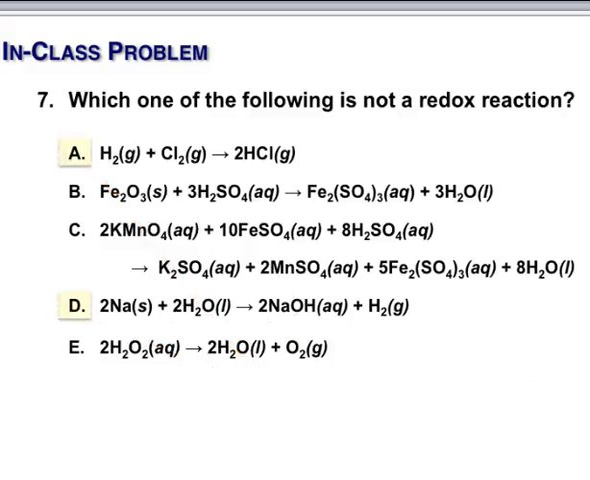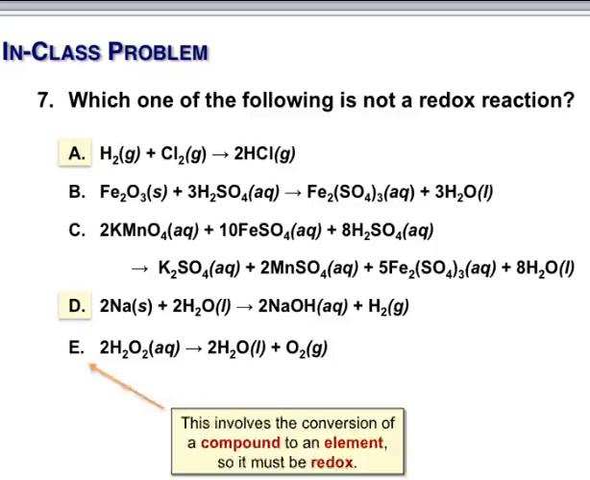Any other one that's nice, simple, dead giveaway? How about this one? Oxygen is an element, isn't it? Oxygen is an element. We're making it from peroxide. It must be redox. So you don't have to sit and figure out all the little numbers here and there, do you? We can eliminate three of them just with our simple rule. All right, now we're down to two.